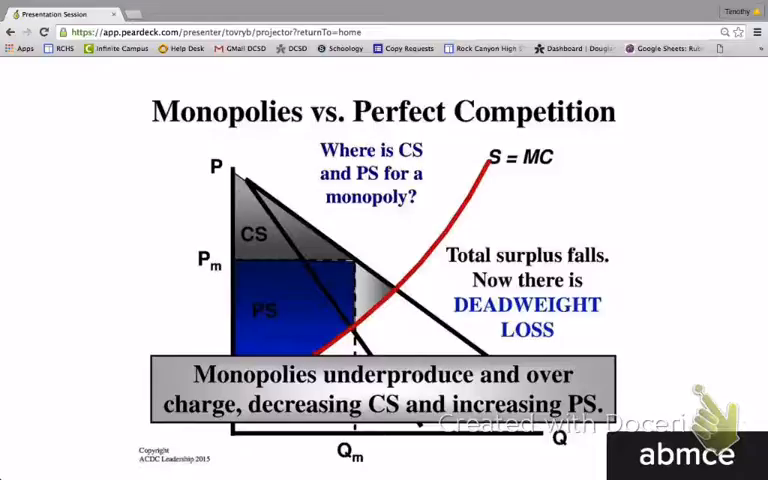They decrease consumer surplus, but they increase the producer surplus of the monopolist. And notice that under perfect competition, there was no deadweight loss, but here under monopoly, because total surplus falls, there is now deadweight loss.